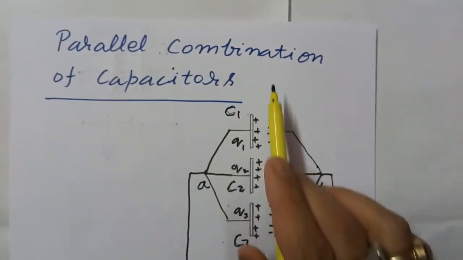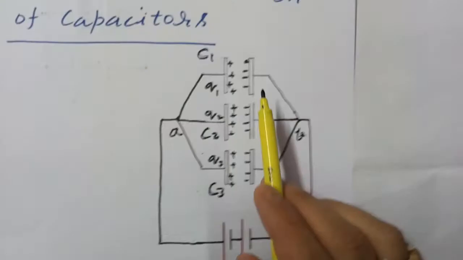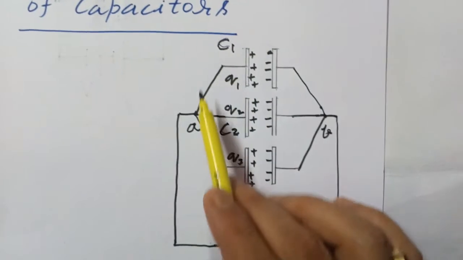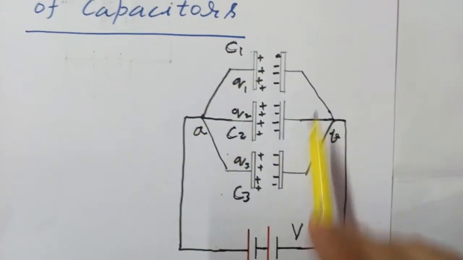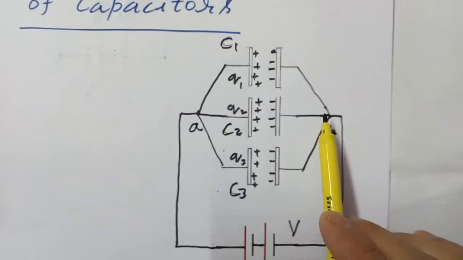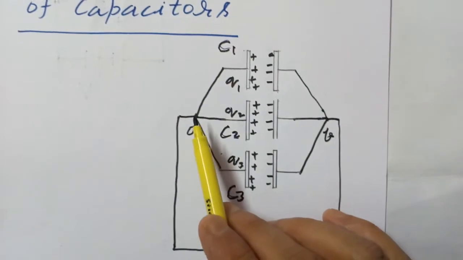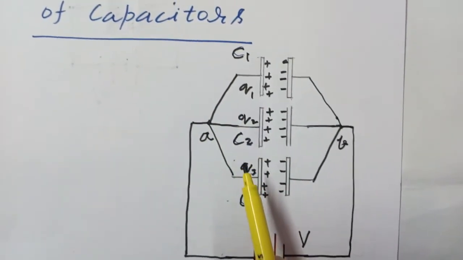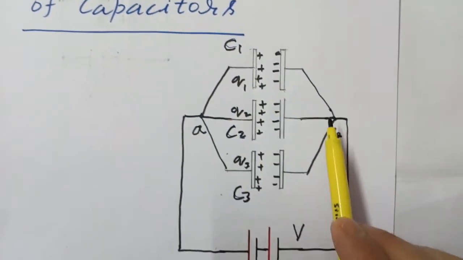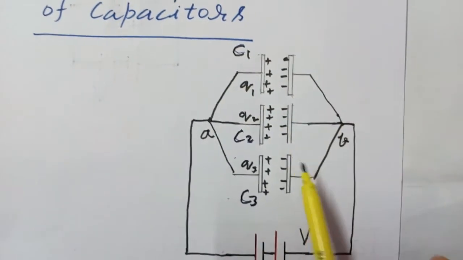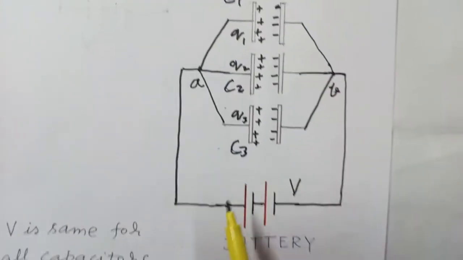Now, parallel combination of capacitors. In parallel combination, we connect the first plate of each capacitor to one point and the second plate to another point. So point A is common to these three capacitors, and point B is common to the second plate of each capacitor. Now connect them to a battery.